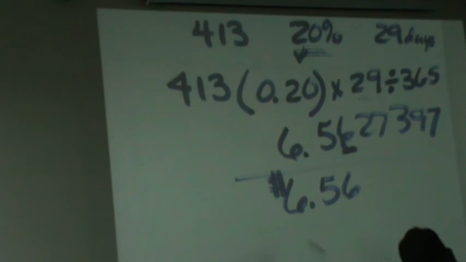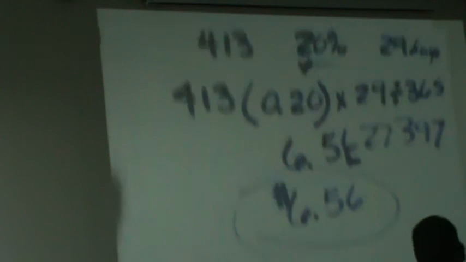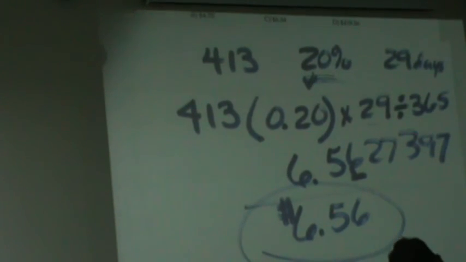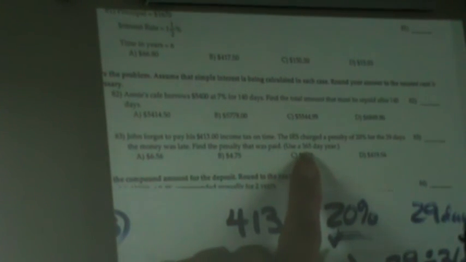He also paid the $413, but it didn't ask for the total. It said the penalty. So all you need is the penalty part. And it kind of helps you by saying to use a 365-day year. So it kind of reminds you to divide by 365.